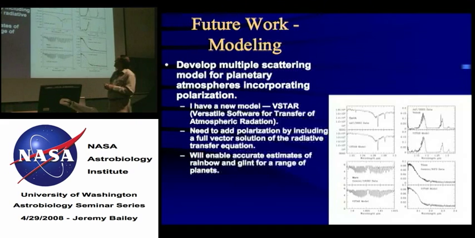And then the other thing I'm looking at is improved modeling of the polarization effects. Most of the models I described earlier were only using single scattering models. But I have a radiative transfer model for planetary atmospheres that I use to produce planetary spectra, and that I've used successfully for modeling the spectra of Earth, Mars, Venus, and Titan, shown here. And I'm planning to incorporate polarization into this so that I have a model capable of predicting polarization of a planet at any wavelength. And this will enable accurate estimates of the rainbow and glint effects for a range of different possible extrasolar planets.